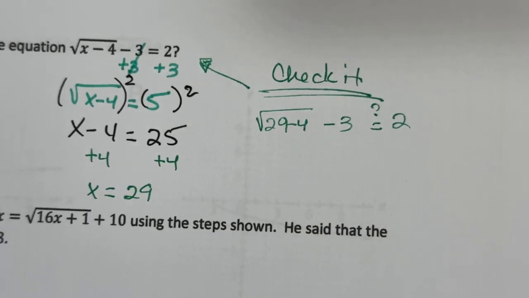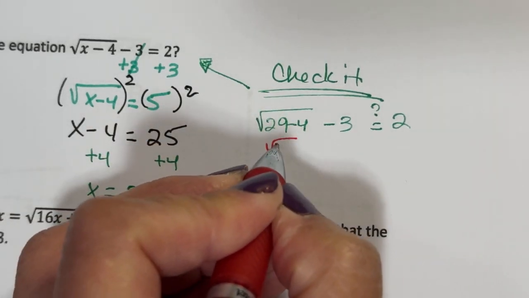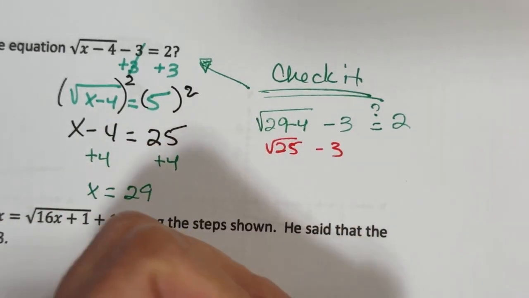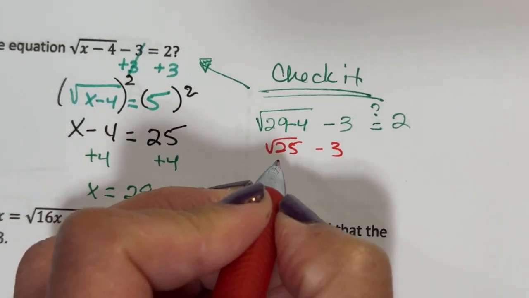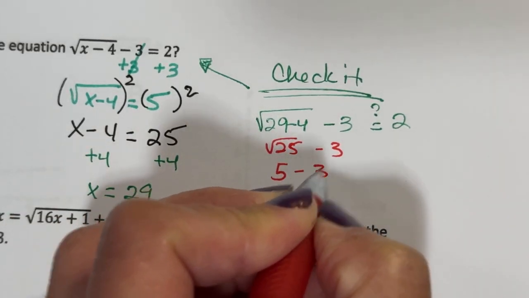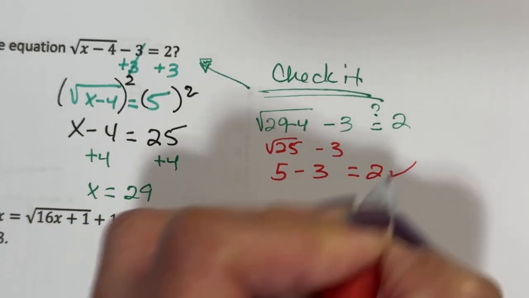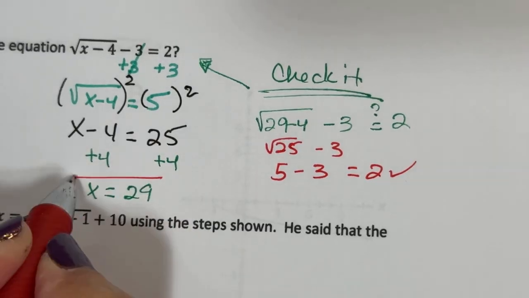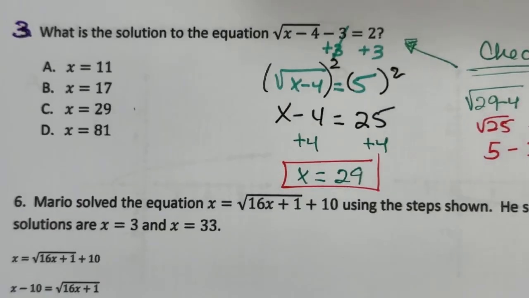Okay, well, 29 minus 4, that's a 25. Oh, this pen is out of ink. Sorry. That's 25. The square root of 25 minus 3 is what we have left, but the square root of 25 is 5. 5 minus 3, yep, that does equal 2. So this checks out. So x really does equal 29, and C is the correct answer.